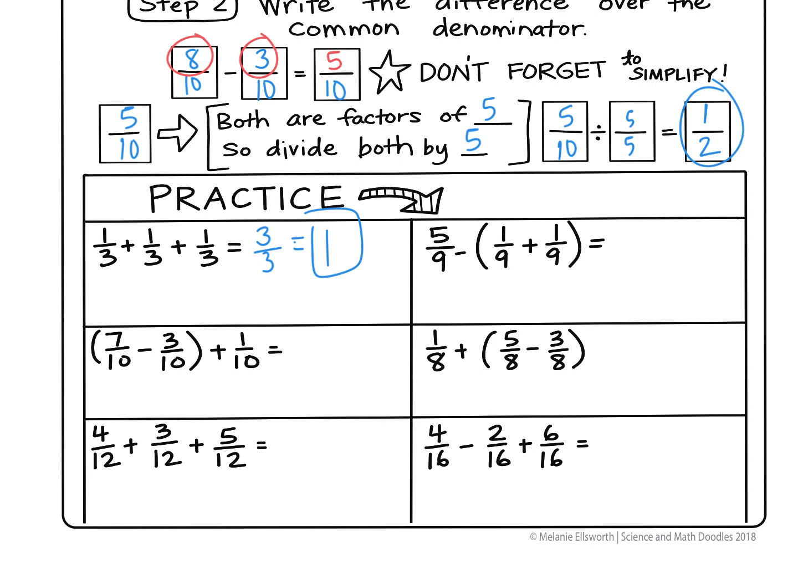Okay, so I'm going to do 1/9 plus 1/9, which is 2/9. And then I'm going to subtract. So 5/9 minus 2/9 equals 3/9. Can I simplify that? Yes, I can. What could I divide 3 and 9 both by? 3. So if I divide both of these by 3, it simplifies to 1/3.